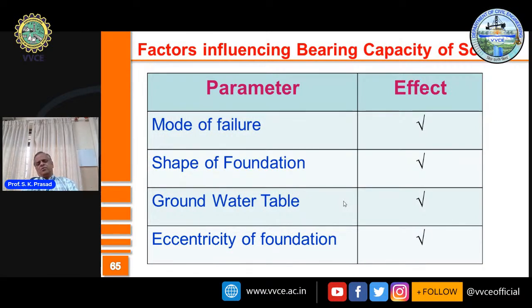Mode of failure: general shear failure is failure which happens without any warning. It is generally seen in soils which are dense and stiff, and in a situation where the foundation is at shallow depth. On the other hand, punching or local shear failure is seen in cases where the foundation goes deep and in softer soils, in soils which are loose.